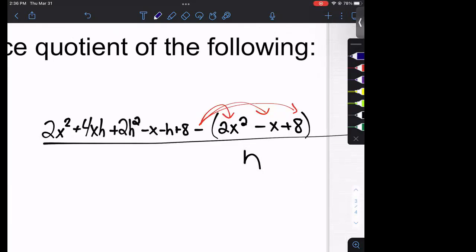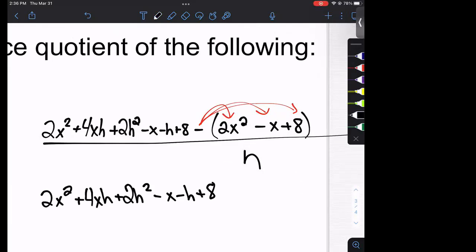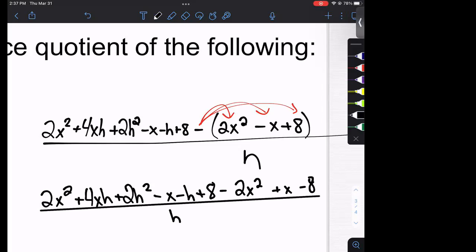So when we distribute that negative there, this first part's not going to change. Still 2x squared plus 4xh plus 2h squared minus x minus h plus 8. Now we're going to have minus 2x squared plus x minus 8 all divided by h.